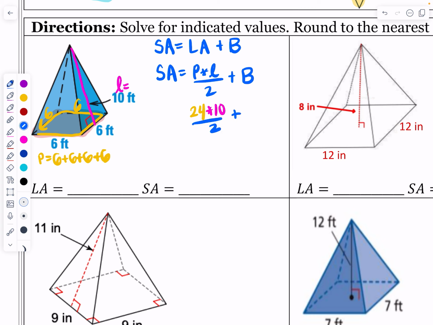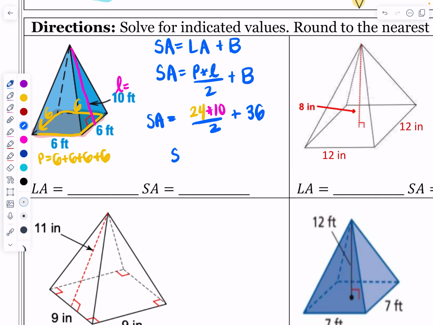And then what we're going to do is find the area of the base. Well, what is the area of the base? The area of the base is a square, so it's going to be a 6 by 6, which is going to be 36 feet squared. Okay. So we've got my walls plus one base. So what is 24 times 10? We know that that's going to give me 240. We're going to divide by 2.